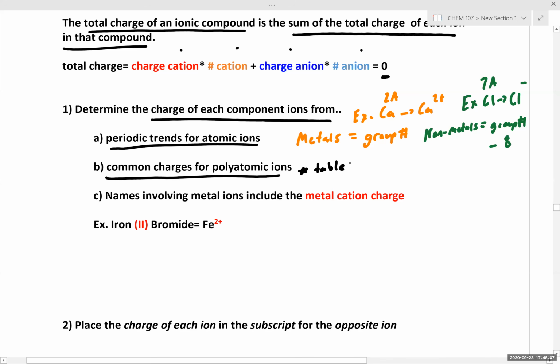So, the last major way that you can determine the charge is that names involving metal ions include the metal cation charge. So for example, iron 2 bromide would be Fe2+, where the charge is indicated in Roman numerals.